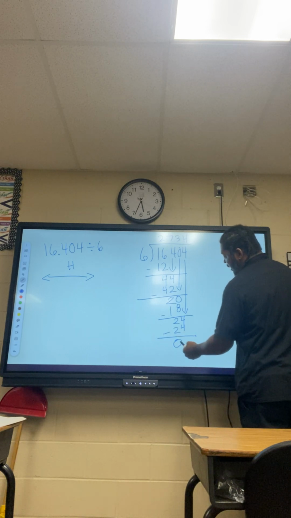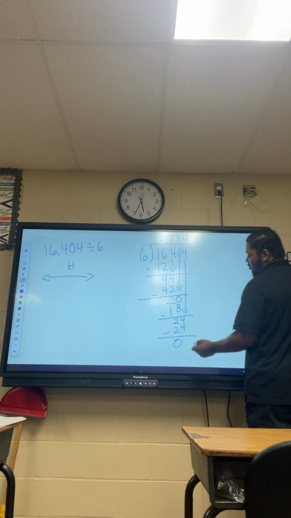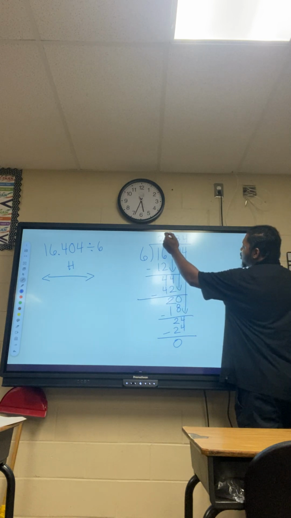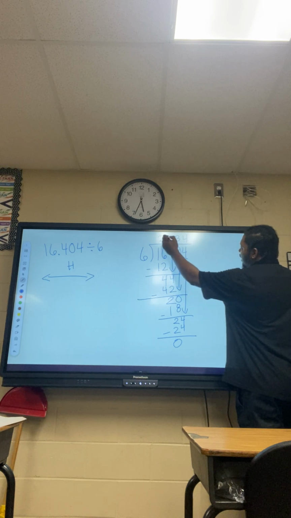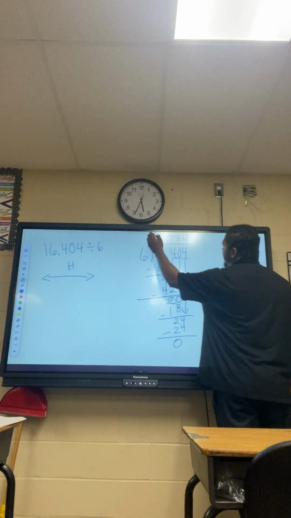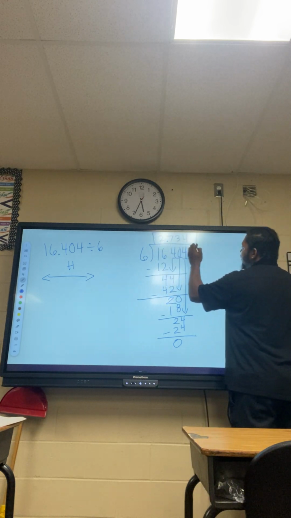Once we have 0 down here and we have no more numbers to bring down, this is our quotient. And we have 1, 2, 3 digits to the right of the decimal, so we must reflect that in our answer. So our quotient is 2.734, okay?